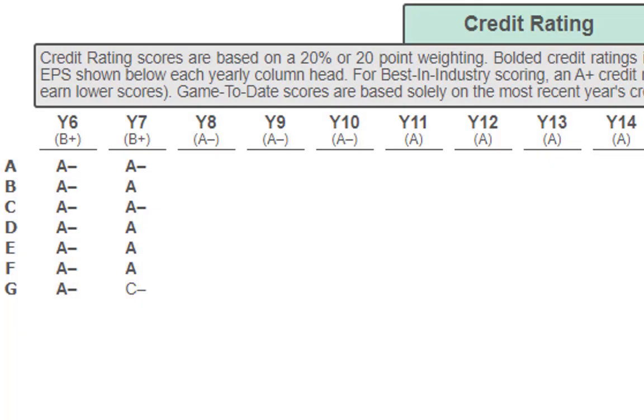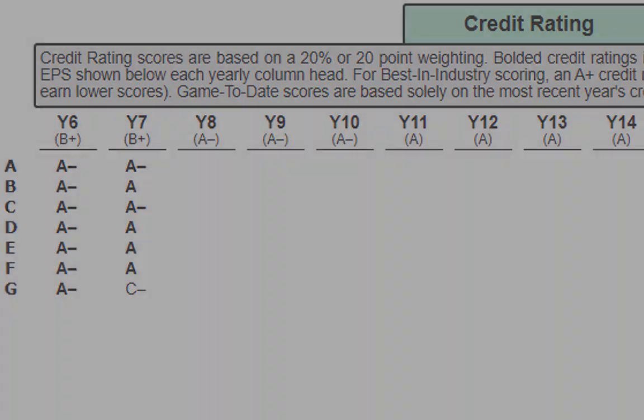Credit rating, everyone got an A or A minus except Company G, C minus. By far, that is the lowest I've ever seen within the simulation, a C minus. I still believe that maybe there's one team member who's making changes who really doesn't know what they're doing yet at this point. So the entire team should be communicating with each other about the changes that are being saved.